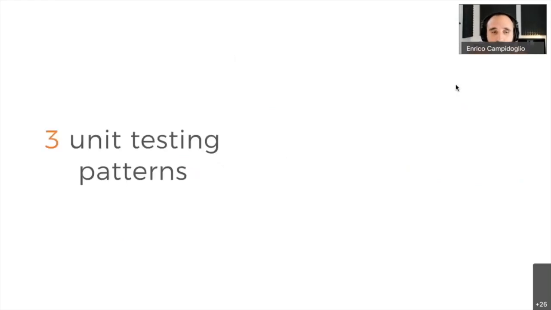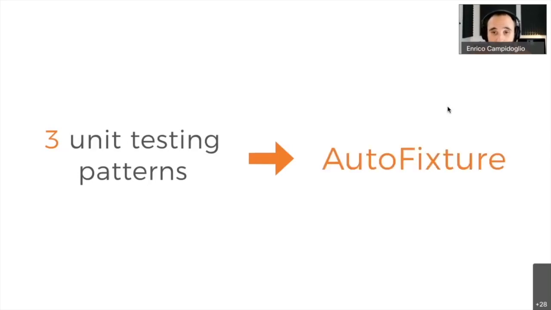How are we going to do that? Well, we're going to leverage 3 unit testing patterns. And these are well-documented patterns that are part of the book xUnit Patterns that's been around for many years. We're going to use 3 of these patterns, but we're not going to implement them ourselves. We are going to use a library that implements those patterns for us and leverage it that way. And if you can guess, that library is AutoFixture.